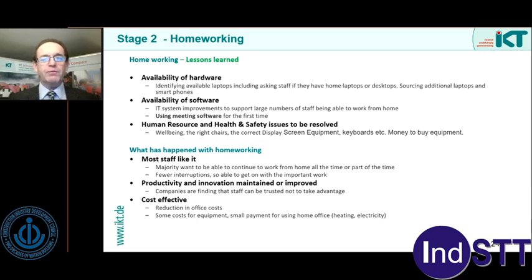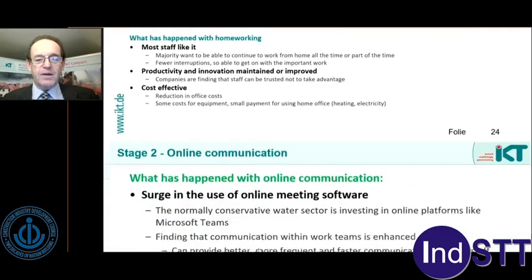There were issues to start with, what hardware to use, what software to use, whether there are any human resource or health and safety issues. But actually, a lot of staff have discovered that they like working from home and were able to continue to work from home and do their roles. They have fewer interruptions. And actually, there are a number of studies out there which have shown that productivity and innovation actually can improve with people working from home. There's a reduction in office costs, but some equipment costs for equipping people to work from home.